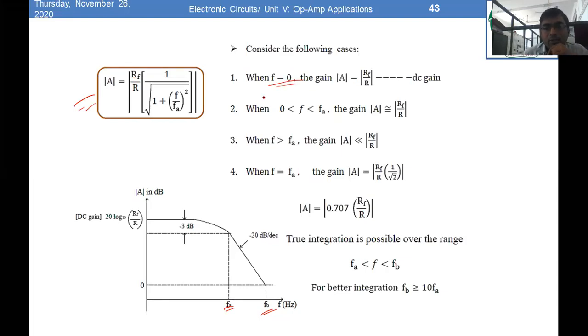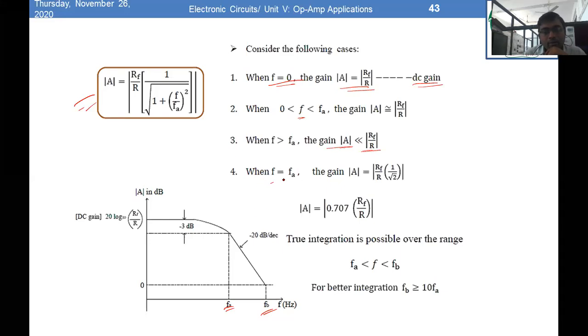So when F is equal to 0, your gain is equivalent to mod of RF upon R. This is called the DC gain. But when your operating frequency is in between 0 and the breaking frequency FA, your gain would be nearly equal to RF upon R, or maybe a little bit greater than this. But when F is greater than FA, meaning the breaking frequency, your gain would start to decrease and it is less than the value of RF upon R. And when it reaches FB, it would be 1.